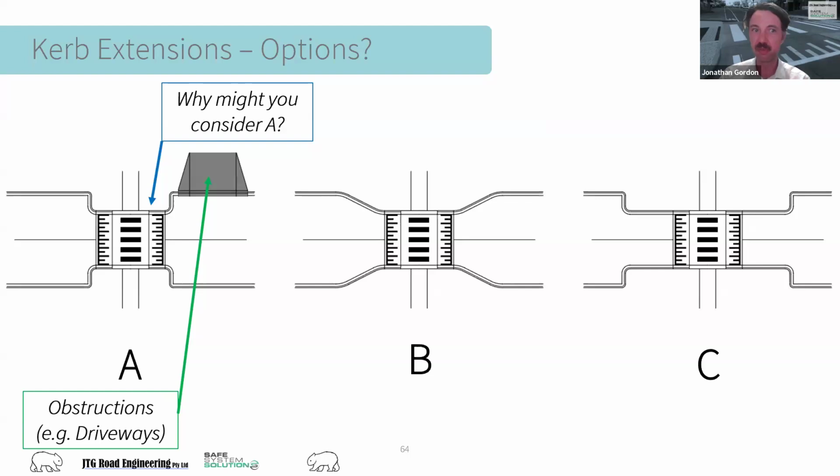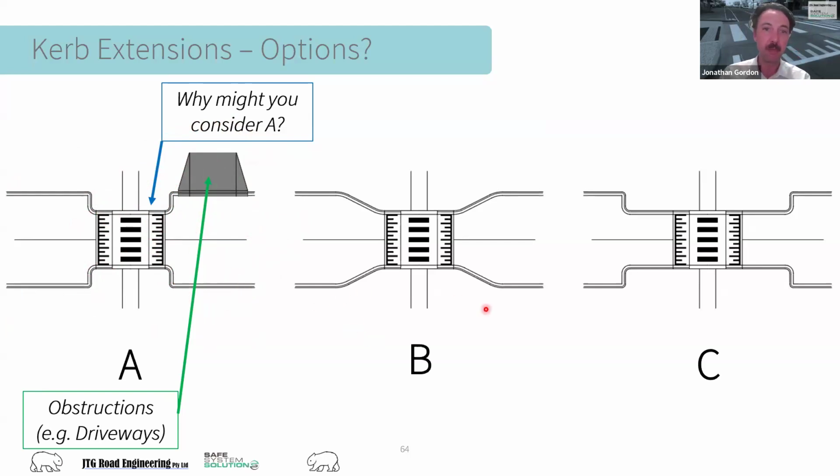Well, obstructions. The benefits of having curb extensions might outweigh a slightly short version of a curb extension here. And that might be a driveway. There's various other, of course, roadside obstructions that might be in the way, but this could be that. And yes, A is presented with very short curb extensions on all sides. You might not have obstructions everywhere, but that's a good example of why you consider it still.